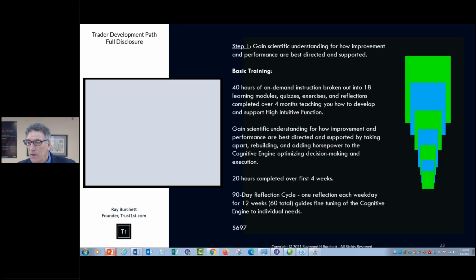The next 12 weeks after that, you're learning through a reflection cycle how to tune it to your specific needs. But you're getting immediate benefit right away by learning how to take back control. And by that, I mean stay focused on what's most relevant to you and have high sensitivity for preparedness. So again, you guys are capable of way more than you think you are. And without understanding high intuitive function, that's why you're blind to it.